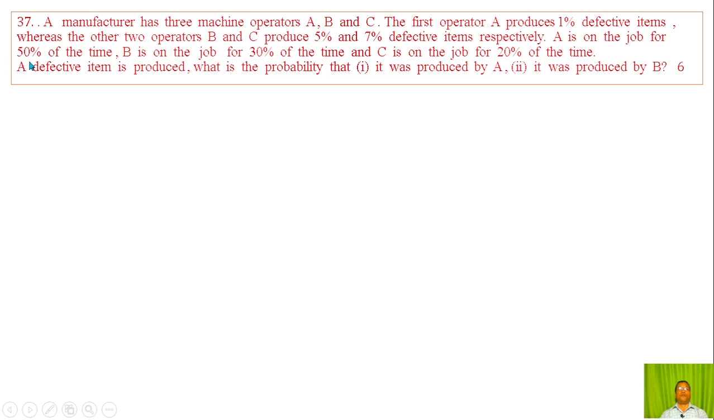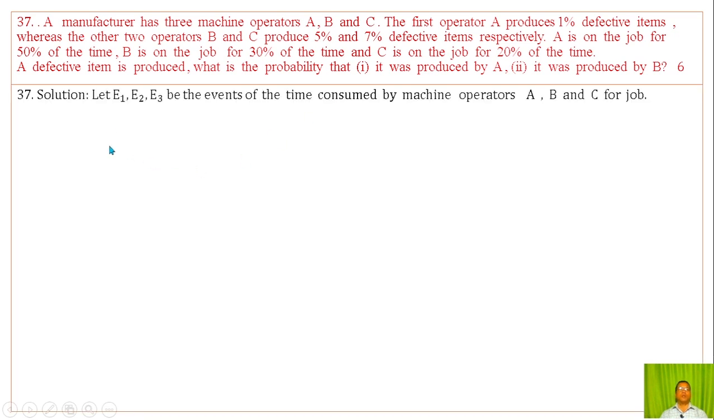37. A manufacturer has three machine operators A, B, and C. The first operator A produces 1% defective items, whereas the other two operators B and C produce 5% and 7% defective items respectively. A is on the job for 50% of the time, B is on the job for 30% of the time, and C is on the job for 20% of the time. A defective item is produced. What is the probability that it was produced by A, and by B?